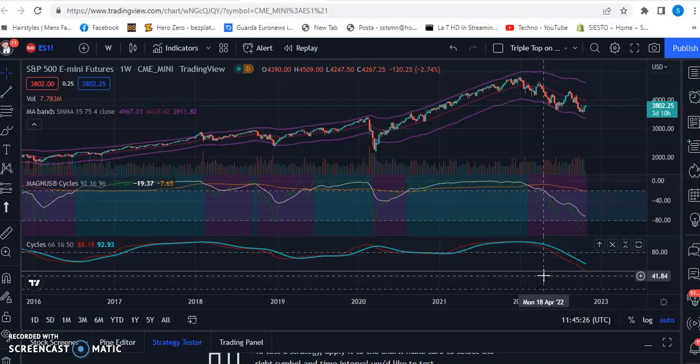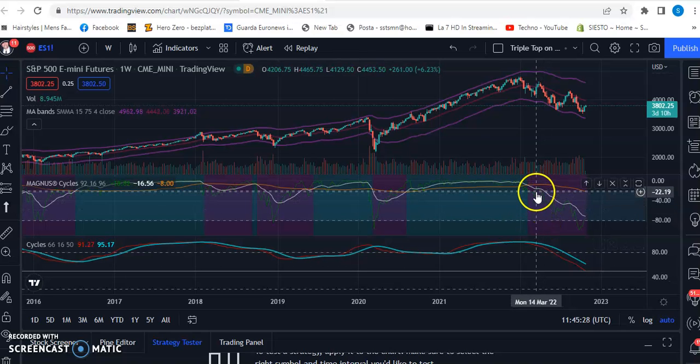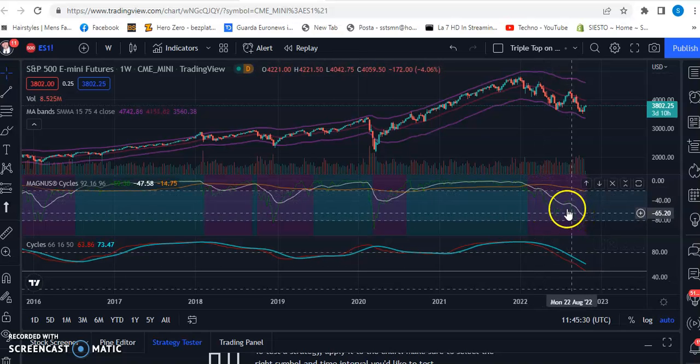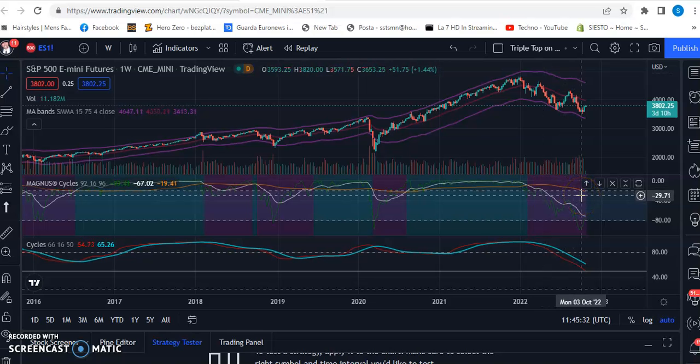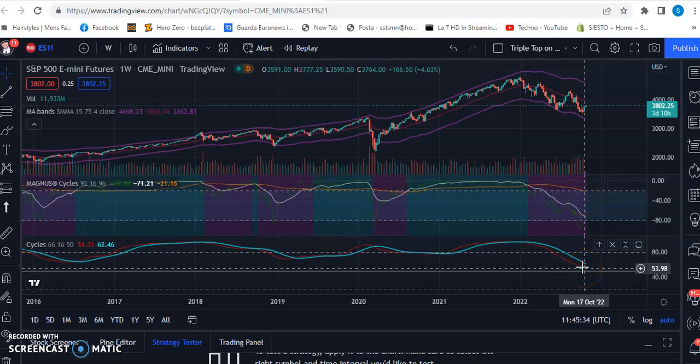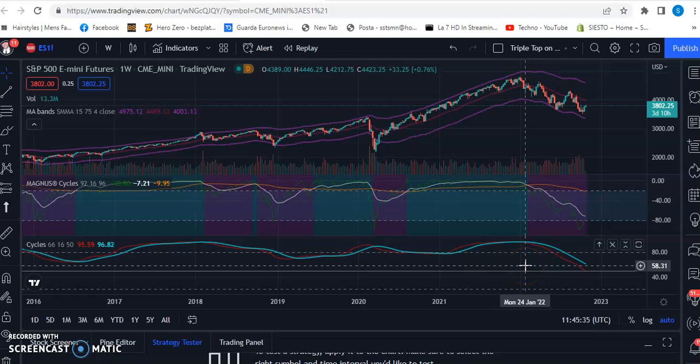Analyzing the two cycles, for the first one the white curve is moving below the orange one, while here the red curve is below the azure one, which means that we are inside the bearish phase of the Gauss curve. So we should be expecting more weakness, more downwards over the next weeks, exactly as predicted.